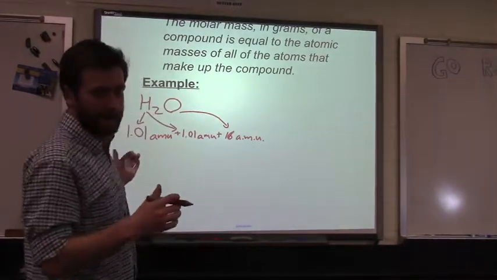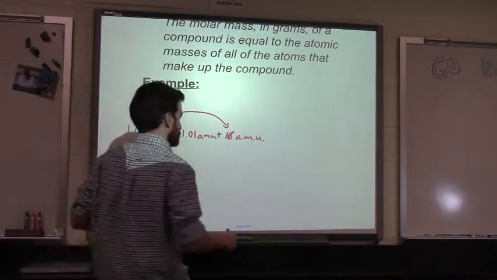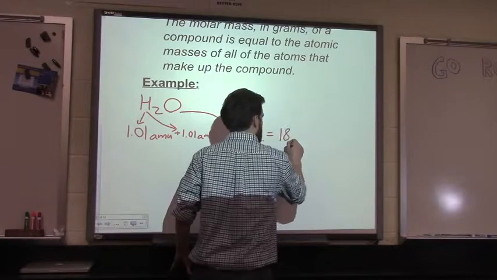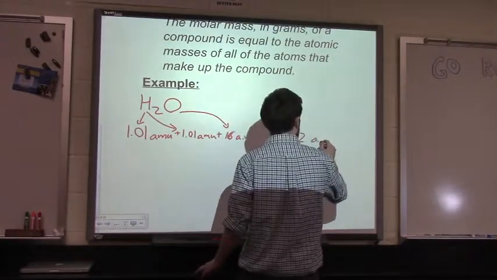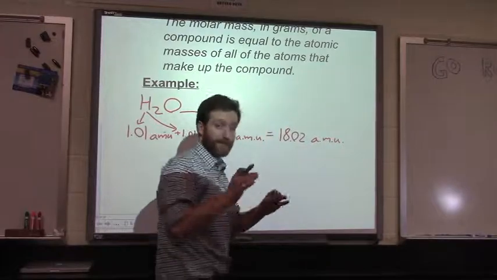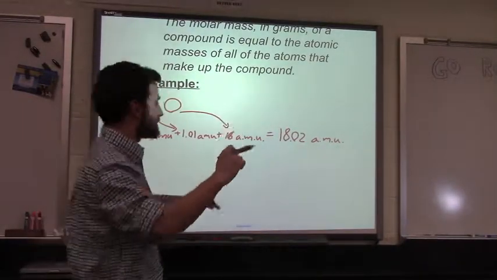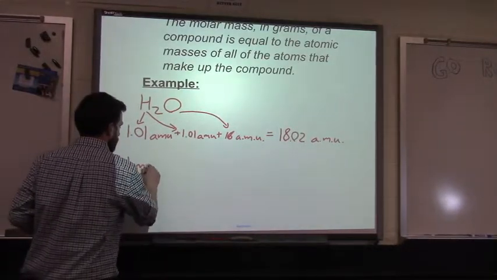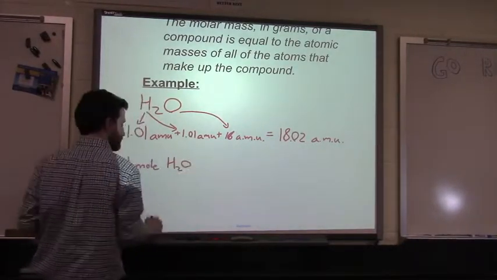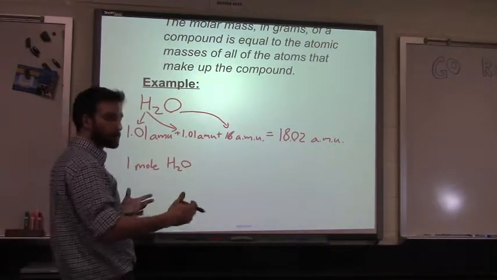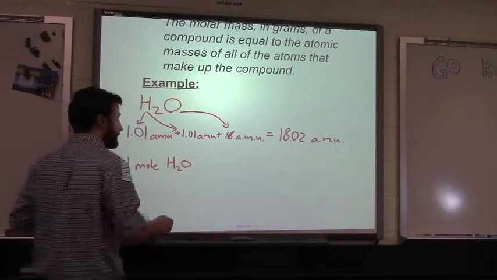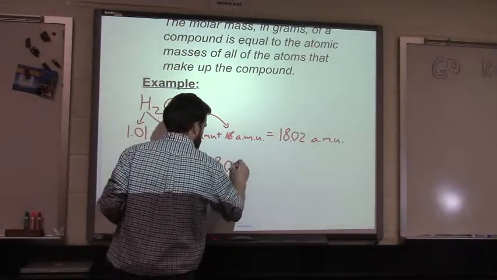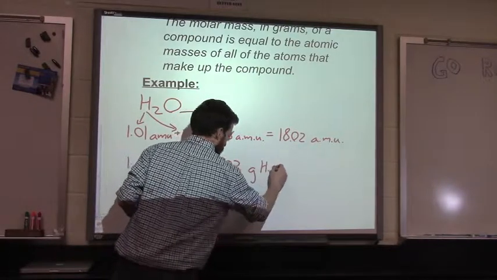So in the end, I would say this whole molecule, the molecular mass of water, is 18.02 atomic mass units. Now that's the molecular mass. So the molar mass is the same number but expressed in grams. So 1 mole of H2O, or 6.02 times 10 to the 23rd molecules of H2O, is equal to 18.02 grams of H2O.